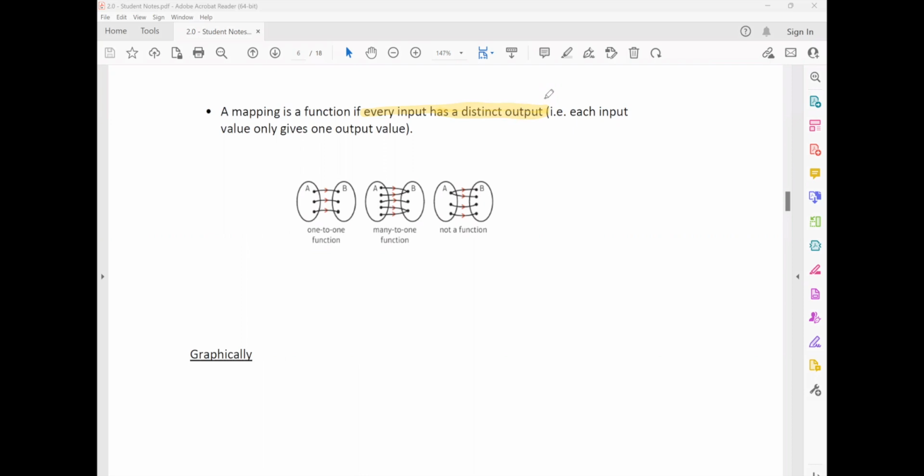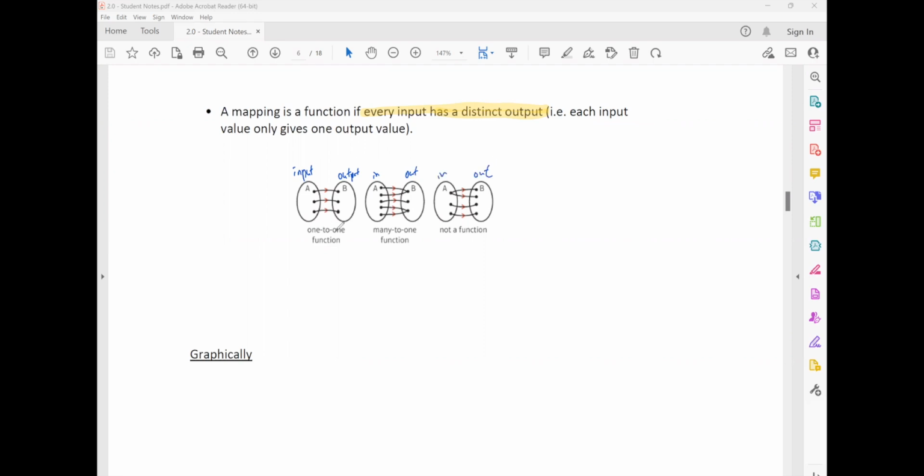Now, we can see three types of mappings in here, but not all of them are functions. So let's look at them one by one. The first one here. Now, the left circle represents input, and this one means output. So that's input, output, input, and output. Okay.